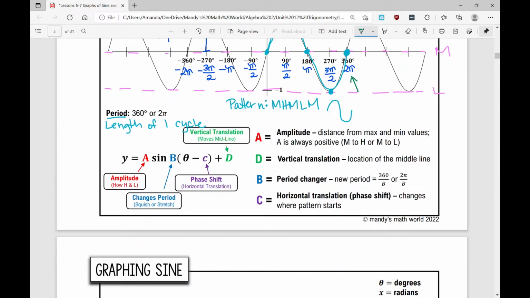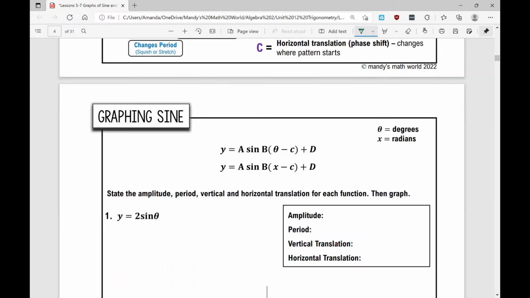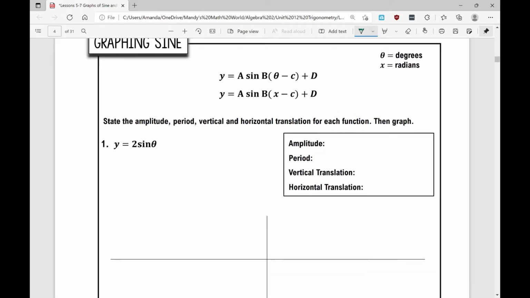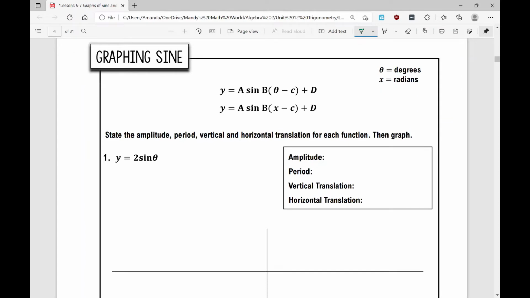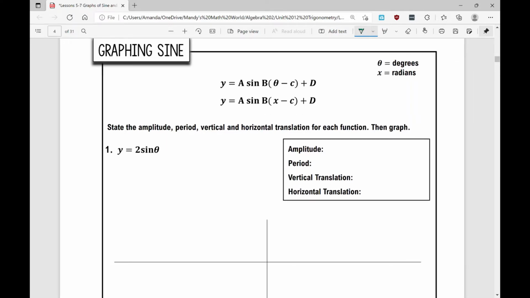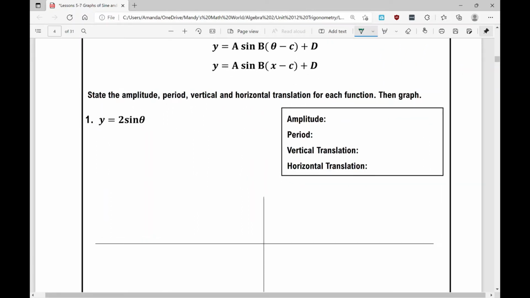So let's get into graphing the sine function. In these examples, I've got these two equations right here, y equals a sine b theta minus c plus d. If you see theta, we're going to graph it in degrees. We're going to use degree measures on our x-axis. If we see an x value in our equation, we're going to use radians. And it's important for you to be able to graph both. As we graph these, we're going to state the amplitude, period, vertical and horizontal translations for each function. Then we'll graph it.